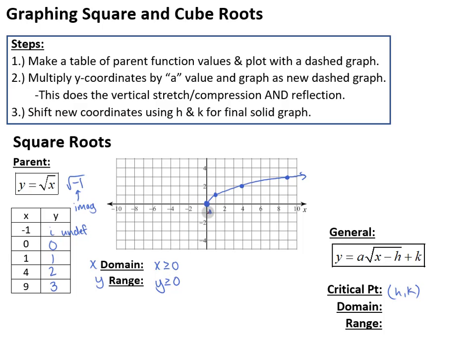So this would be our critical point here. We'll just abbreviate CP, critical point, which was at 0, 0, which is what your h and k values would be in that parent function.